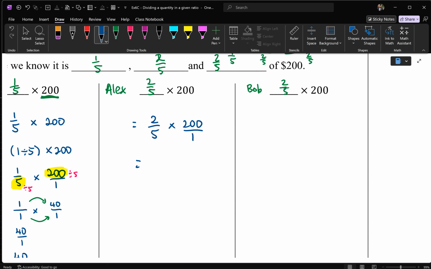And we already simplified this before. That was 1 and that was 40. I should do that in different colors so you don't get confused. That's 1 and that's 40. And so really you're doing 2 over 1 times 40 over 1. And that gives you 80 over 1, which gives you $80. And so that means, therefore, Bob also gets $80 as well.